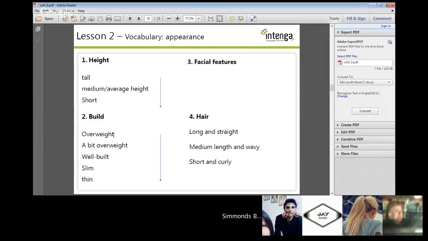Okay, so facial features is left blank, but that kind of leaves it open for us to talk about that, okay? So when you think of someone's face, what's maybe the first thing?